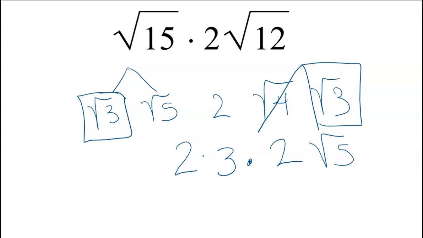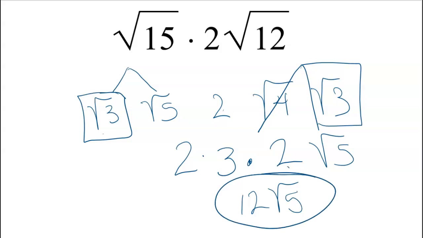Right? Now we've rewritten this. Square root of 3 times the square root of 3 is 3. There's that random 2. Square root of 4 is 2. And then the square root of 5. 2 times 3 is 6. Times 2 is 12. 12 square root of 5.